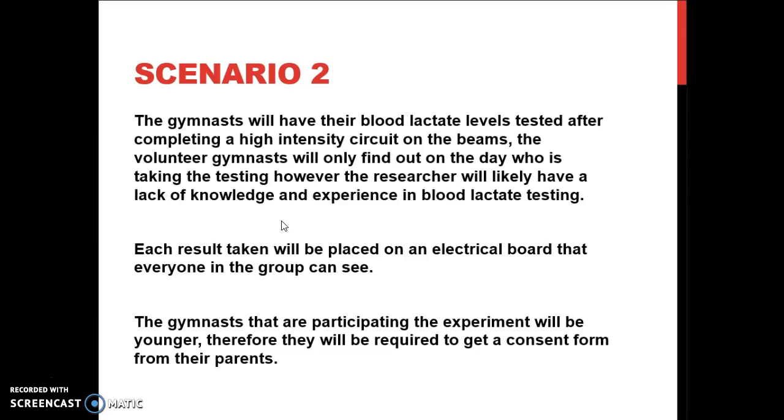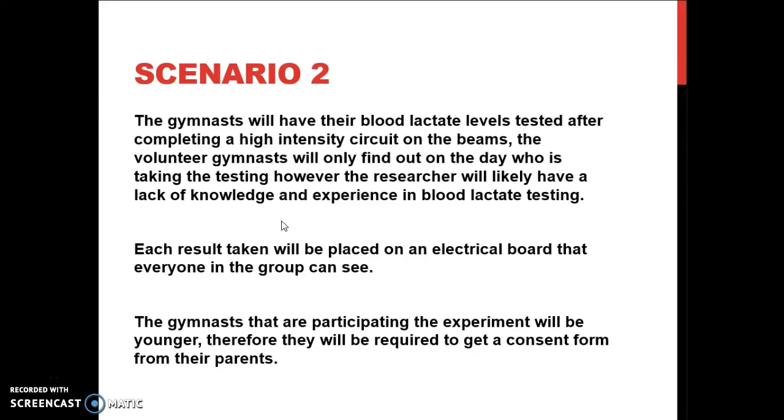The gymnasts that are participating in the experiment will be younger. Therefore, they will require a consent form.